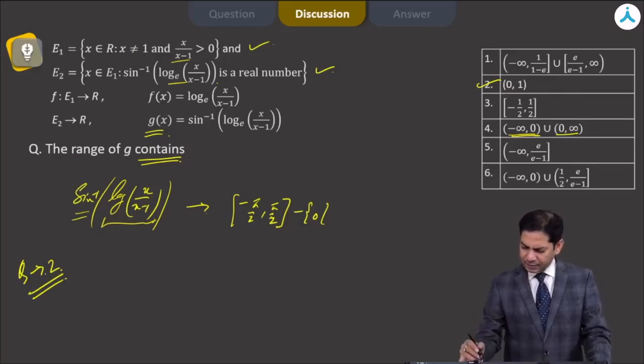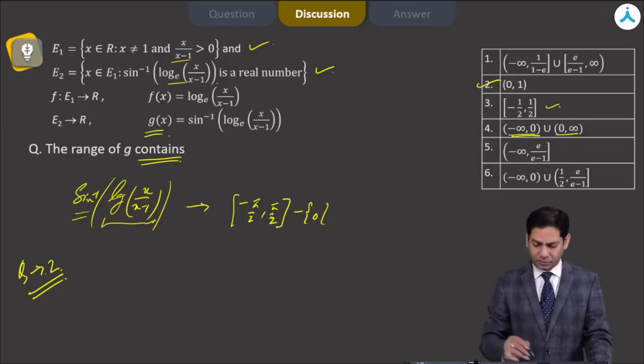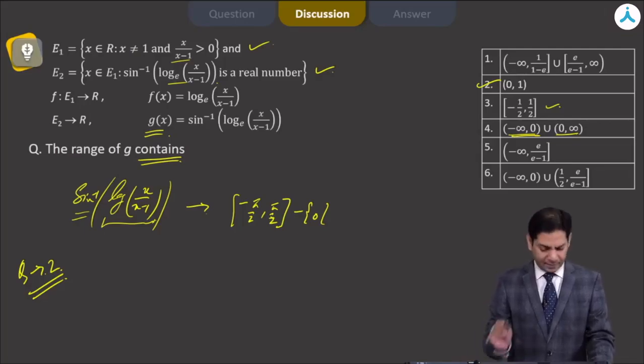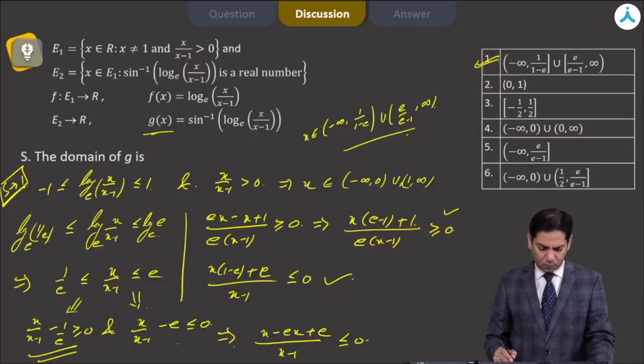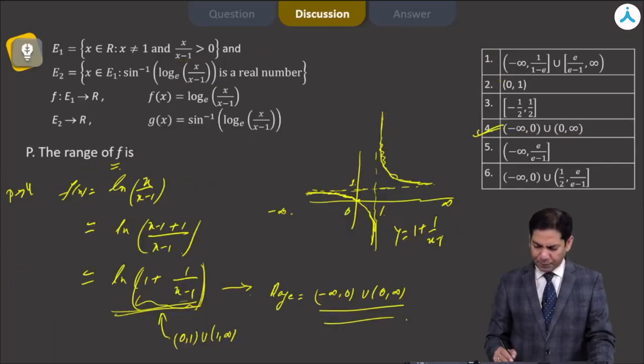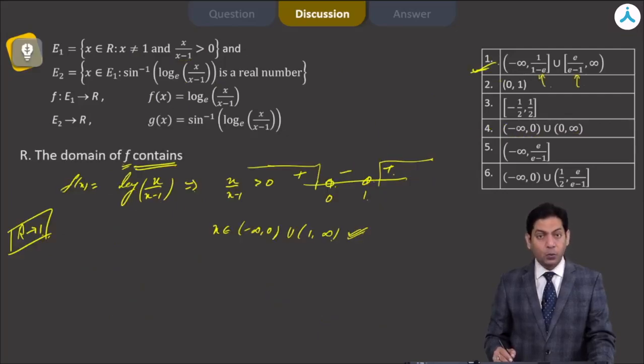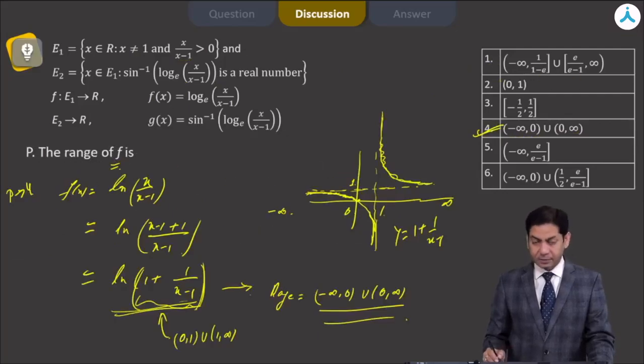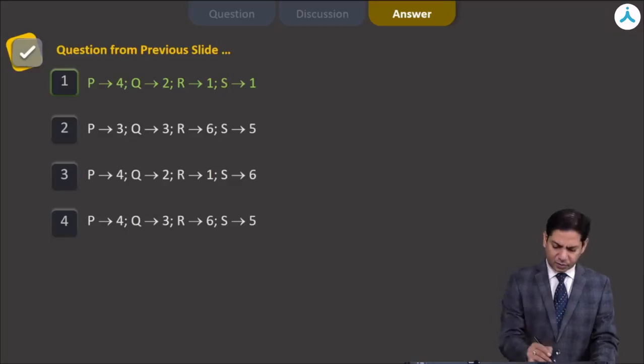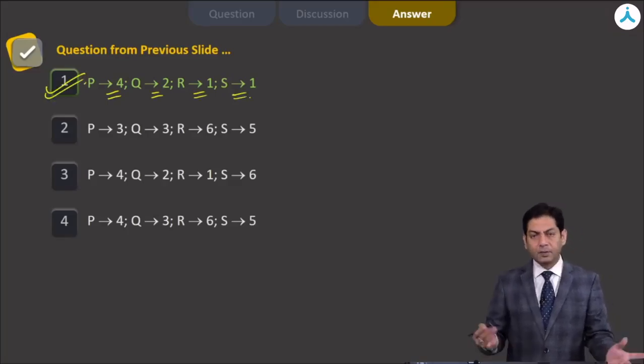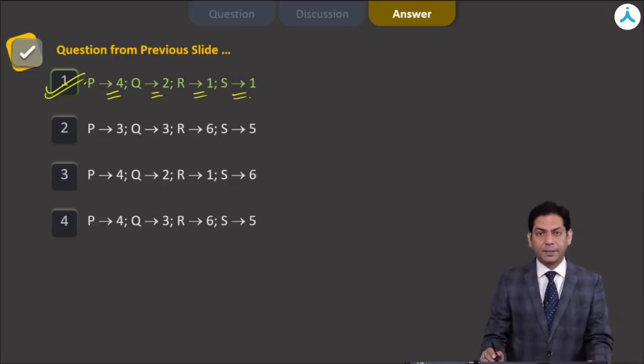And let's check other entries also. This -1/2 to +1/2 contains 0, so it won't be a subset. You can check other entries also, only this one will be correctly matching. So we have got all the entries matching correctly: q to 2, s to 1, p to 4, and r to 1. Let's check the answer. That is okay. P to 4, q to 2, r to 1, s to 1. So we have got all the entries matched correctly. Thank you.